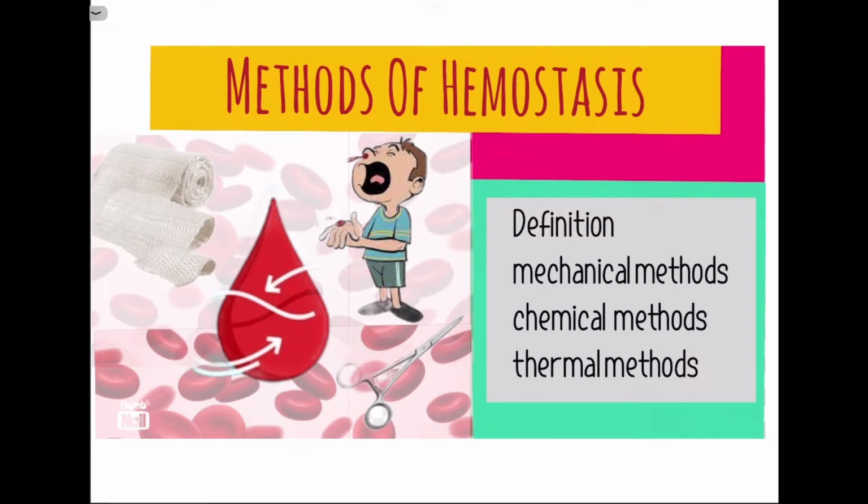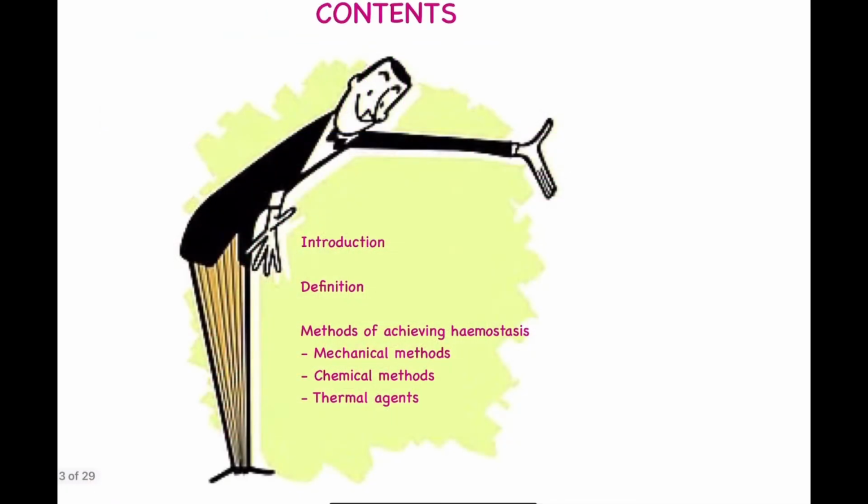Mnemonics, SAQs and LAQs. So our today's topic is methods for hemostasis. So without any further delay, let's get started. Today we'll be looking at various methods to control hemostasis under the following heads. Firstly, the introduction, followed by the definition of hemostasis, then methods of achieving hemostasis. Under methods of achieving hemostasis, we'll be looking at mechanical methods, chemical methods and various thermal agents to control hemostasis. So let's move further.